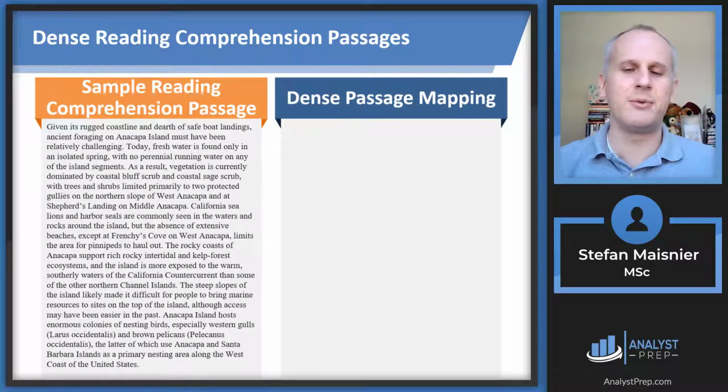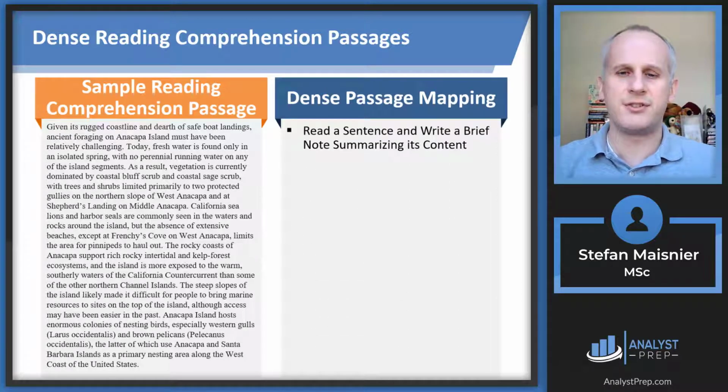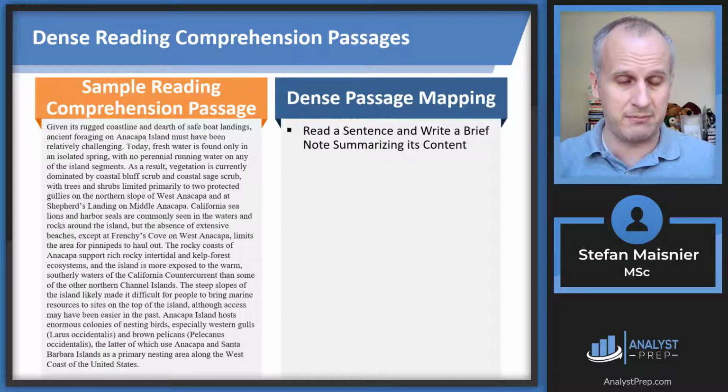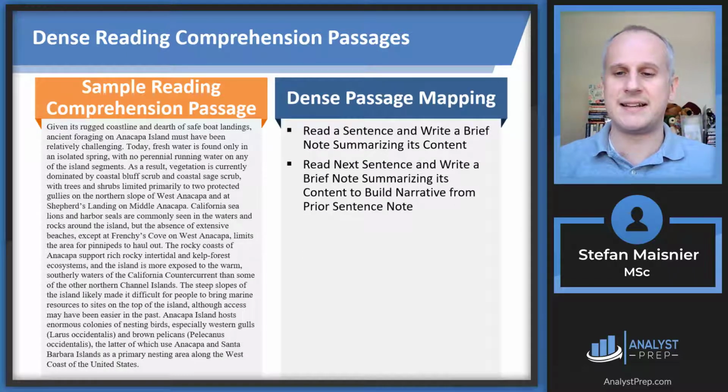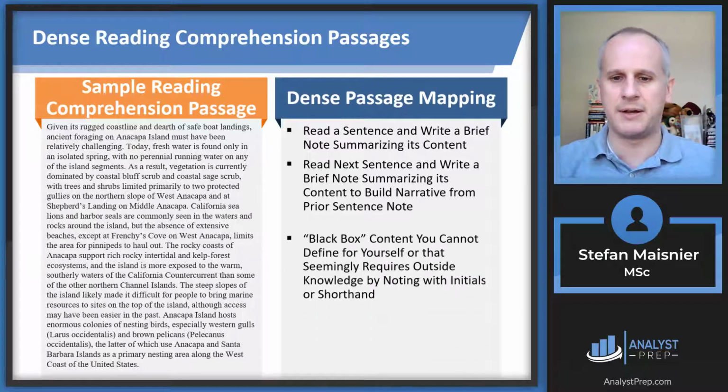So just how do we engage with these dense passage maps? First, you want to read a sentence and write a brief note summarizing its content. And you're basically saying that if I don't engage with it immediately, I'm not really retaining anything. Then you're just going to read the next sentence and write a note about it, summarizing the content and building a narrative from the prior sentence note. So you're just kind of building it out for yourself and saying, okay, here's what we're talking about.